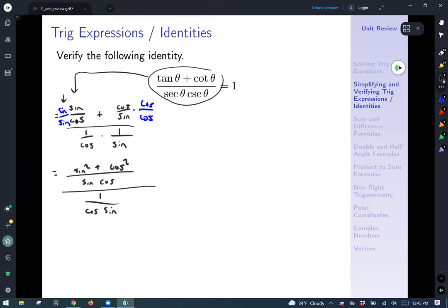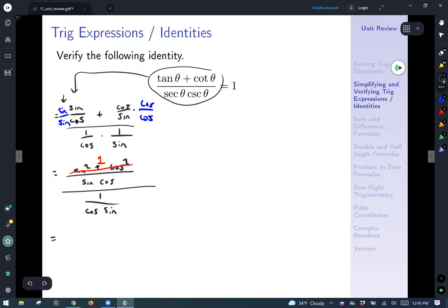Okay, now what can we do? Hopefully you guys see sine squared plus cosine squared, and right away you're like, hey, Pythagorean theorem, one. It feels like I'm trying to get one, so I'm going to make that change and see where it goes. So now what do we have?